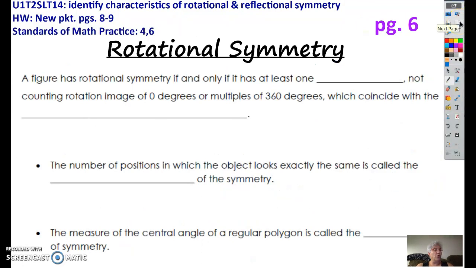Okay, so moving on to more information about rotational symmetry. A figure has rotational symmetry if and only if it has at least one image, not counting rotation image of 0 degrees. So that means the starting point or the pre-image does not count, nor does a full circle around. So when it talks about multiples of 360, that includes one full circle around, or two full circles around would be 2 times 360. So this is what coincides with the pre-image.